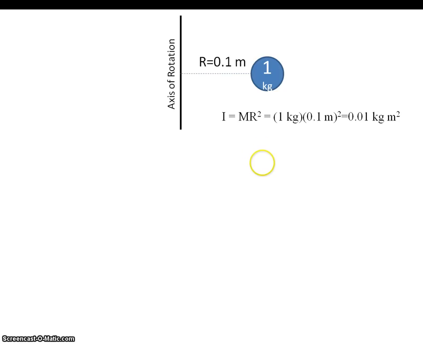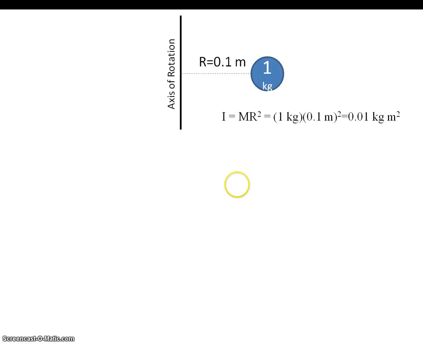It would be given by mr squared, so 1 kilogram times 0.1 meters squared gives you a rotational inertia of 0.01 kilograms times meters squared. Okay, there are no special units for inertia. It's just kilograms times meters squared. They don't have any shortcut or abbreviated name. And it's a scalar quantity. Just like mass is a scalar quantity, rotational inertia is also a scalar quantity.